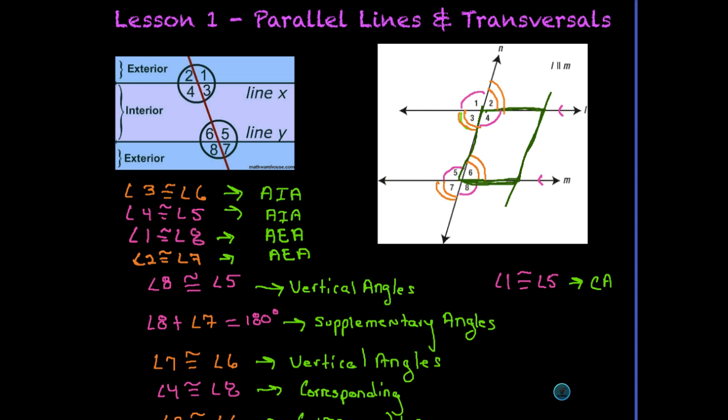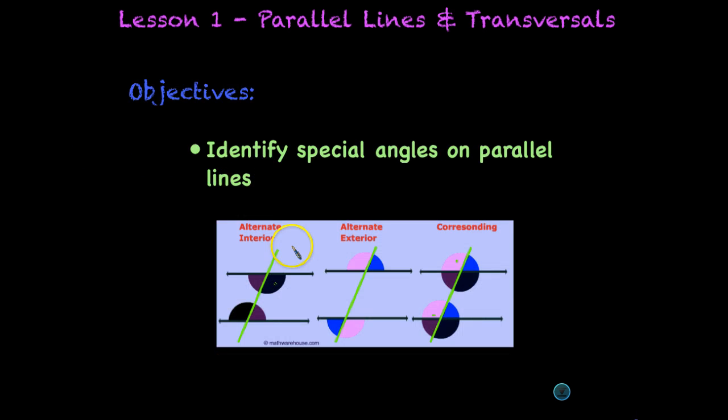Okay, so let's recap. Why are we learning all these different ways to identify angles? The reason is because we don't really know what we're going to get. So if we can find relationships between all these angles and parallel lines, we can help to identify and solve problems within parallel lines. So remember, we have alternate interior, alternate exterior, and corresponding angles.